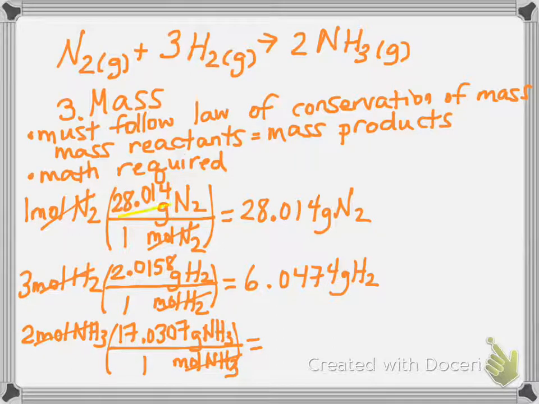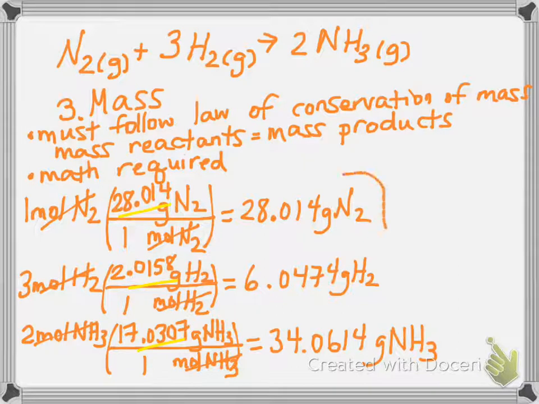Remember, I'm adding up masses from the periodic table. And in ammonia's case, I'm using 1 nitrogen and 3 hydrogens. So I get a mass of 34.0614 grams of ammonia. Now, I want to prove that law of conservation of mass.